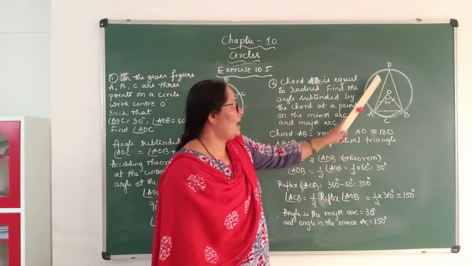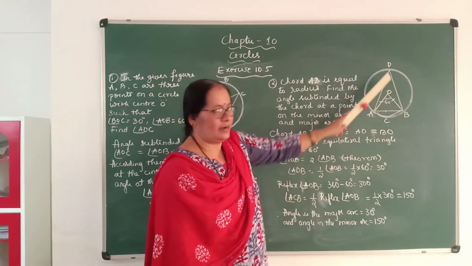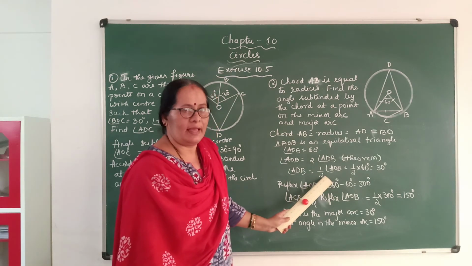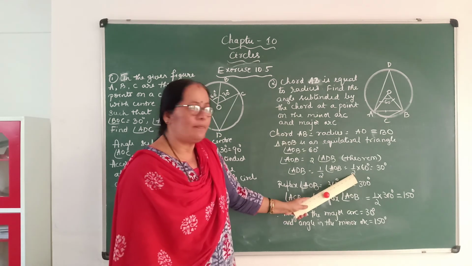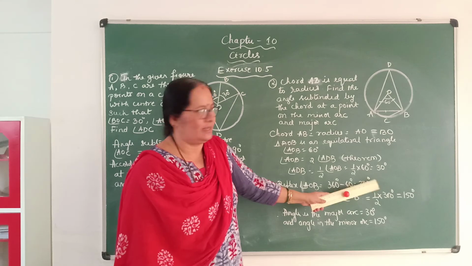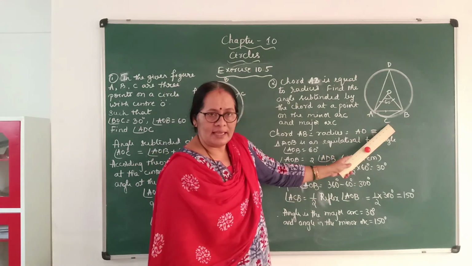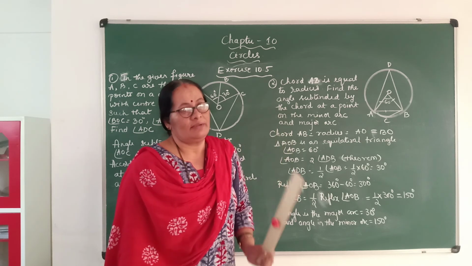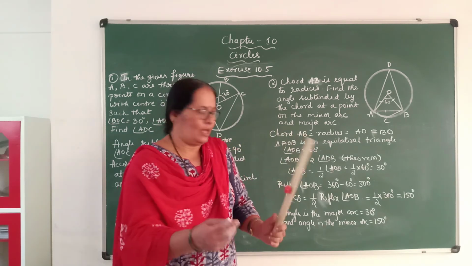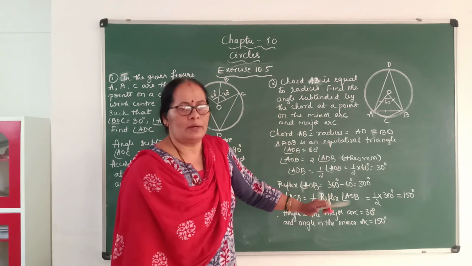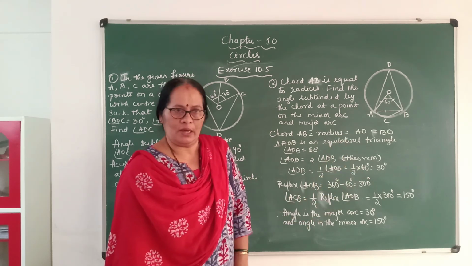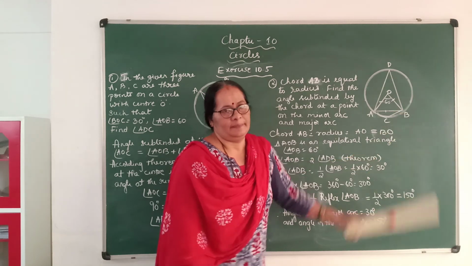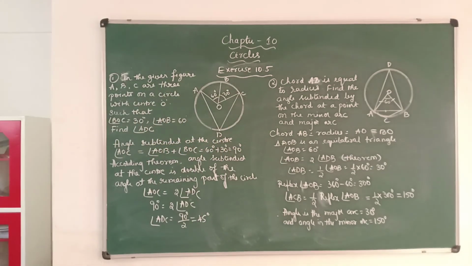In that, angle D is how much? 30 degree. We already found here, angle ADB equals half the angle AOB, that is half into 60 degree, 30 degree. Then what about angle C? Angle C equals 180 minus 30, which is 150. You can use the reflex angle or the cyclic quadrilateral property to find this angle ACB.